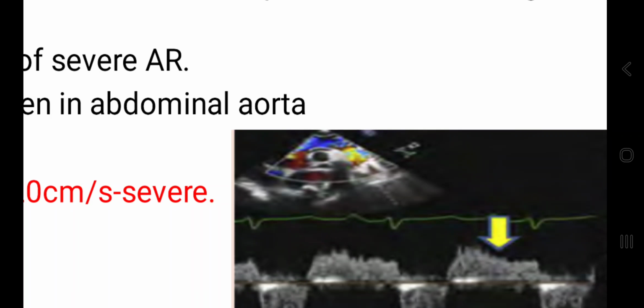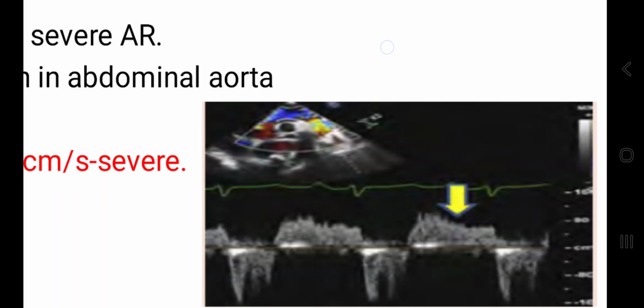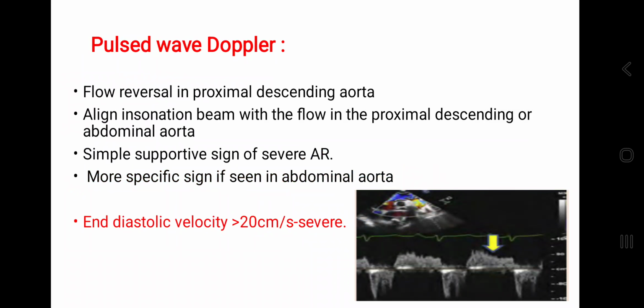The end diastolic velocity greater than 20 cm. This is the end diastolic velocity in the suprasternal view. Look, here is the suprasternal view, and normally blood is going like this, and the flow is like this. Red beam is shown, that is the flow reversal. Okay, and when we put the pulse wave Doppler across it, we can see this is the end diastolic velocity. This end diastolic velocity is more than 20 cm per second, suggestive of severe AR.